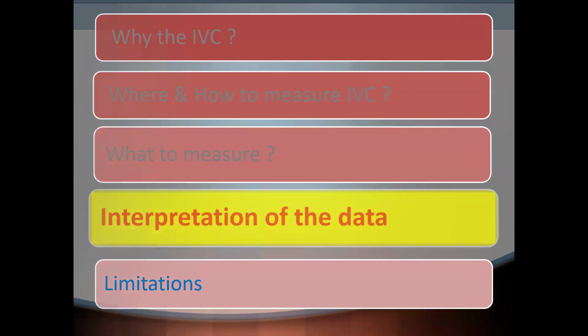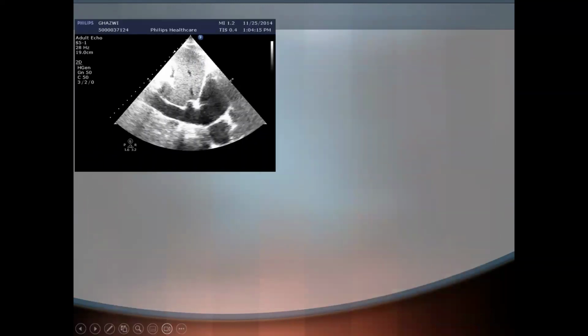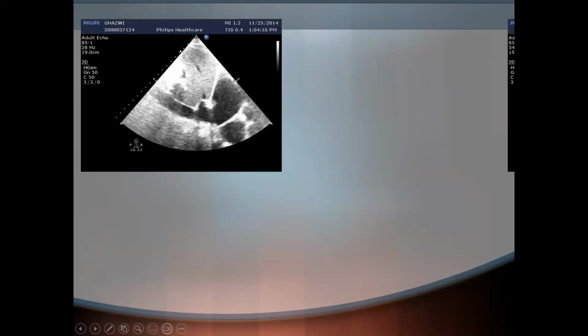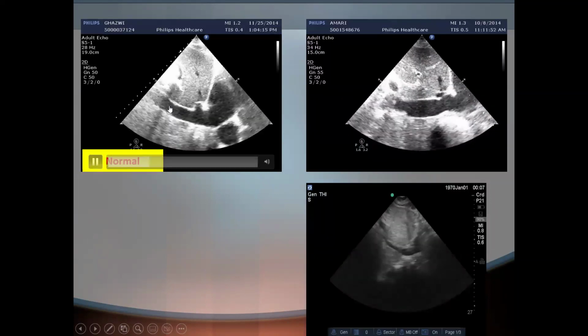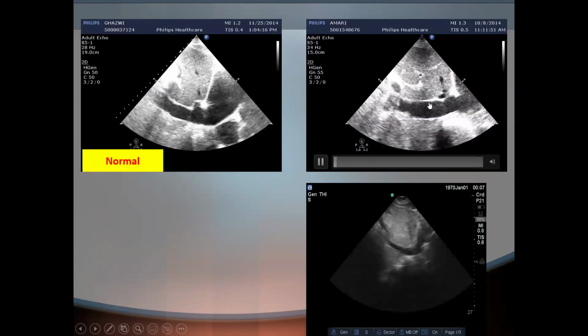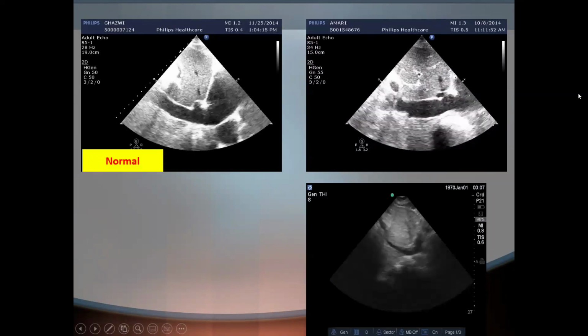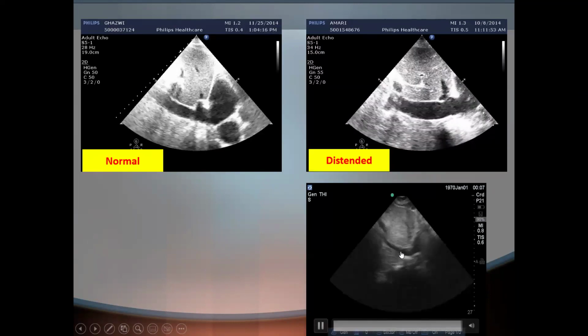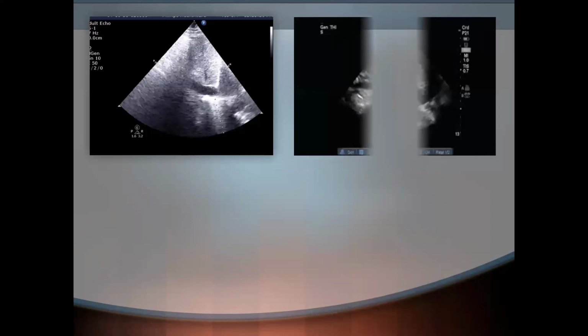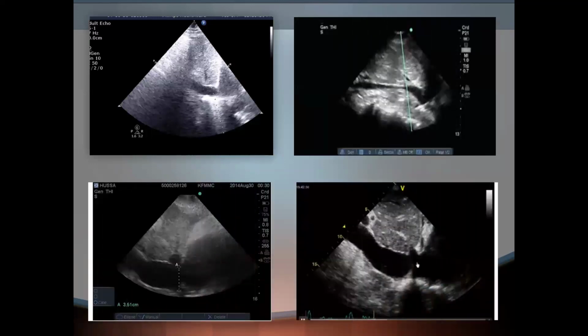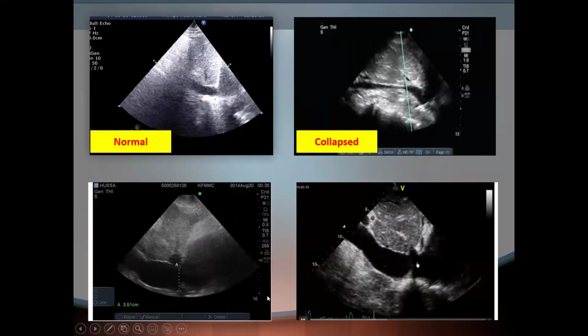We can now interpret our data. We will give examples of how the IVC looks. Here we have an IVC, another example here, and another example. We can see here the diameter is normal. Here, in comparison with this one, it is distended. Here, the IVC is collapsed. This is by eyeball, without measurement. Another one: this is a normal IVC diameter. Here, collapsed. And these two are distended.